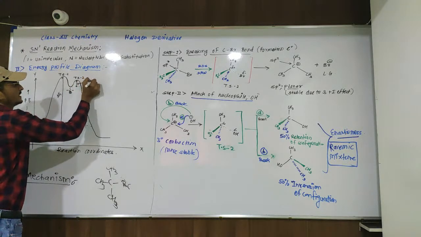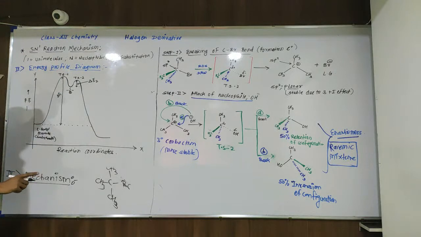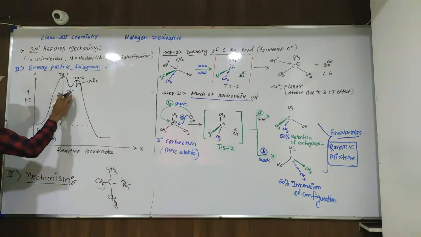So that is nothing but the delta E2, that is the activation energy second. So there are two activation energies because there is a two step mechanism, and this is nothing but the carbocation.